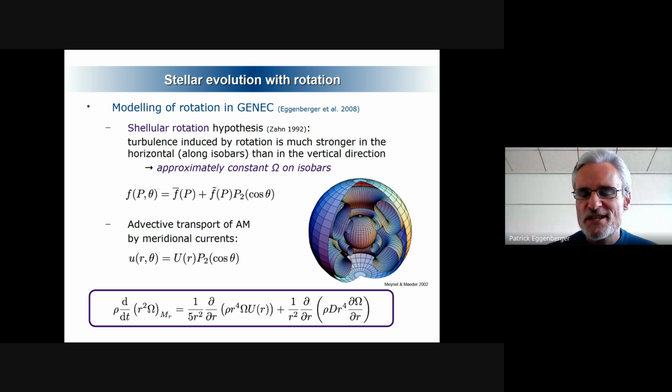So basically speaking, if we go back to the classical equations for stellar structure, what we have to do in this case is, in addition to the classical structure equations, we have to solve another equation, which is this one, in order to predict the evolution of the internal rotation profile according to the transport by meridional currents and the turbulent processes, in particular the shear instability.